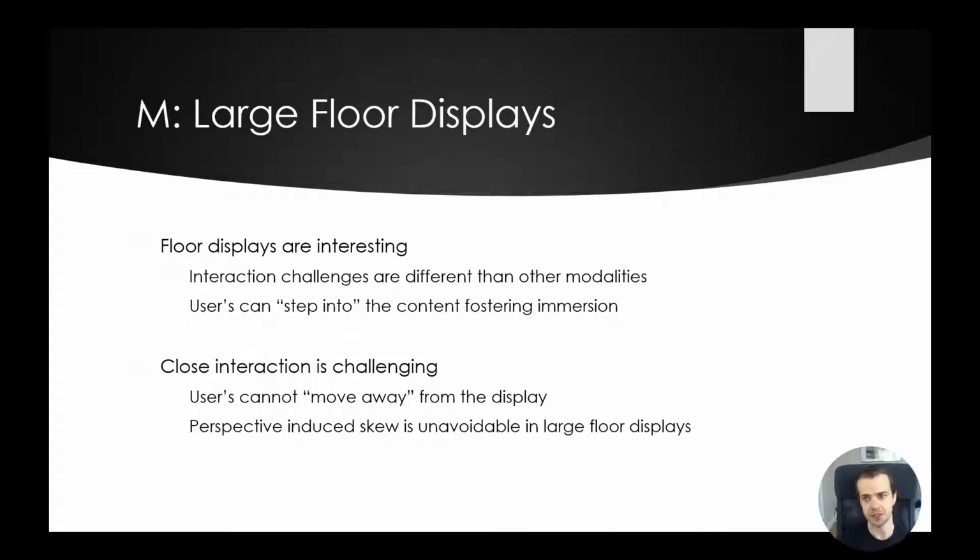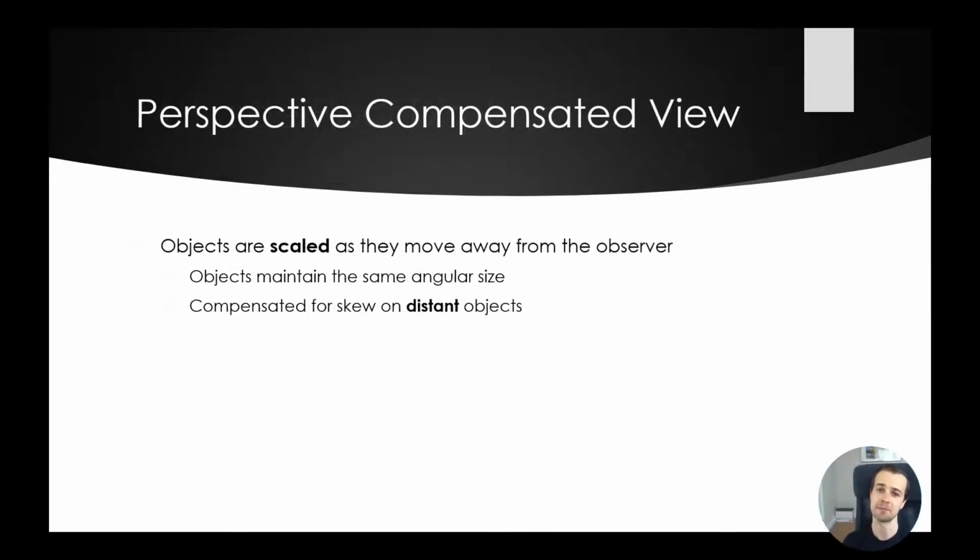To address this issue, we created a technique called perspective compensated view. In perspective compensated view, objects are scaled as they move away from the observer, but they are scaled by keeping the constant angular size. That is, from an observer perspective, even though the object is moving away from the observer, the size of the object remains the same.